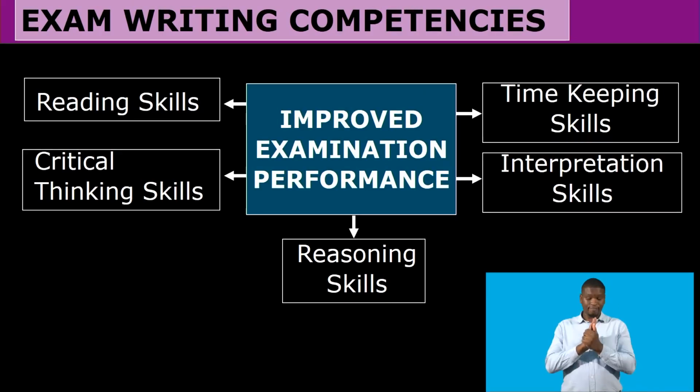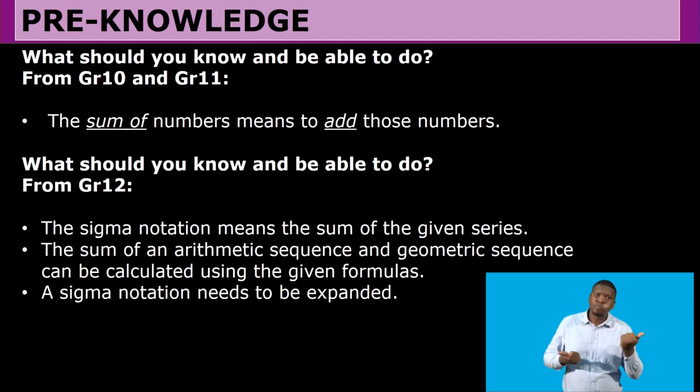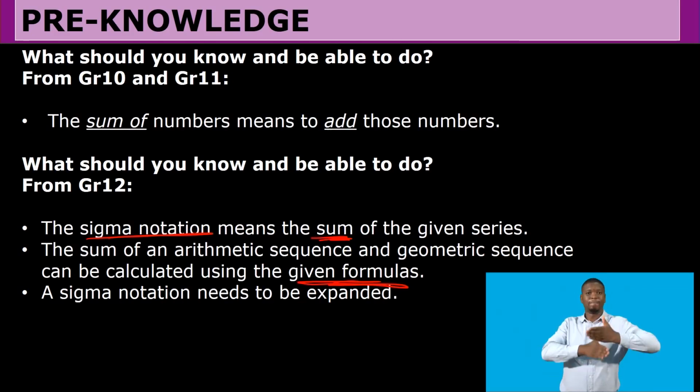Let's not forget, of course, the skills that we need when it comes to writing that exam paper. Let's now look at what you should know and be able to do from grade 10 and 11. You should know that the sum of numbers means to add those numbers up. And of course, from grade 12, we should know that the sigma notation means the sum of a given series. And the sum of an arithmetic sequence and a geometric sequence can be calculated by the given formulas. So those formulas are provided to us. And lastly, a sigma notation needs to be expanded. So we need to expand that sigma notation before we can work with it.